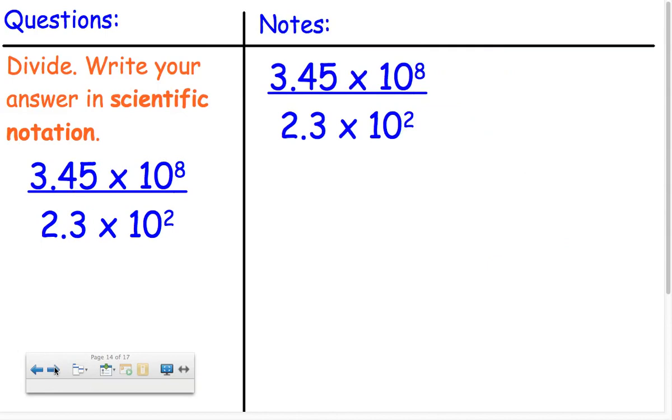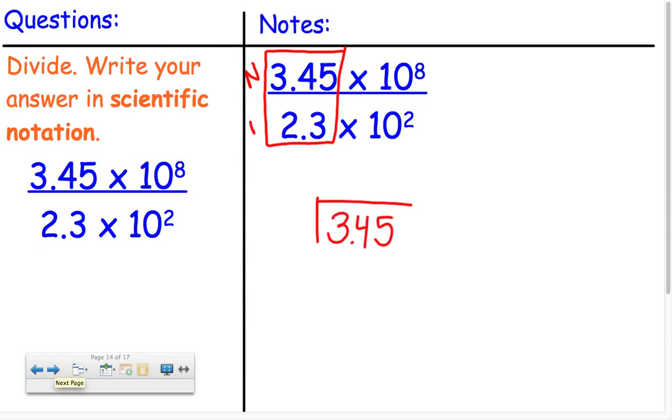All right, now I've got 3.45 to divide by 2.3. So 3.45, my numerator, my nerd, goes inside the house. My denominator, the dog, goes outside the house. I don't want that 2.3 to be a decimal, so I move it over 1. So then I move it over 1. And if it helps you, you can put your decimal right up at the top right away so you don't forget where it goes. 23 can go into 34 once.